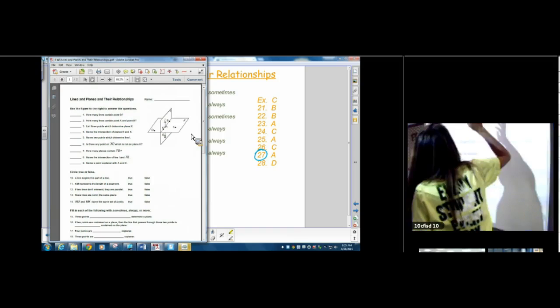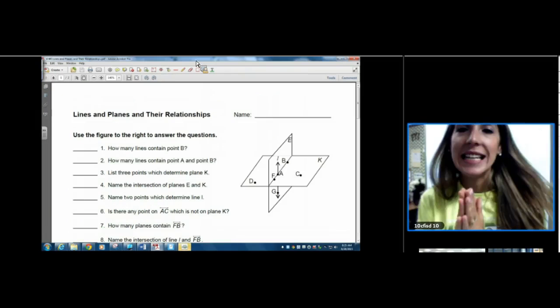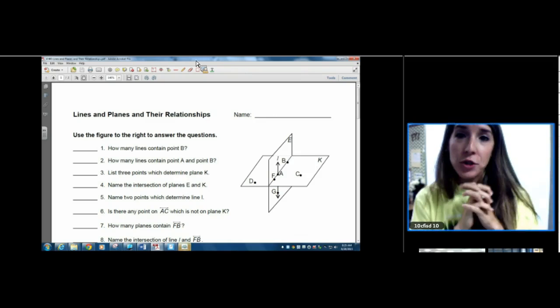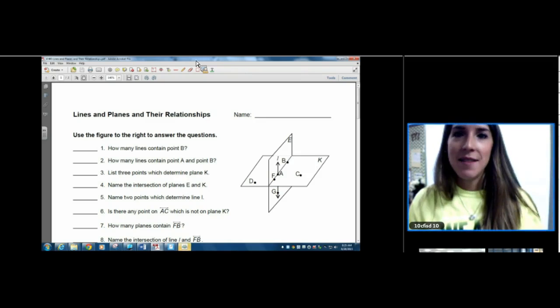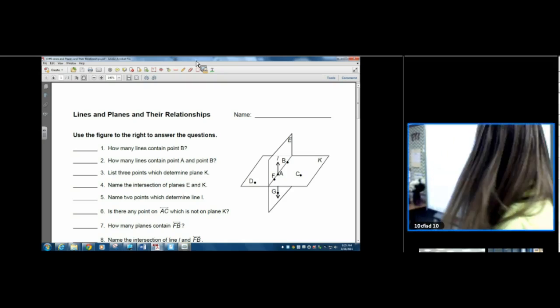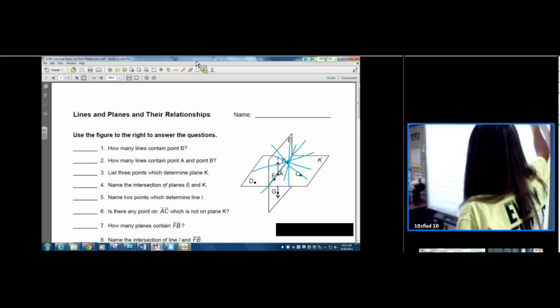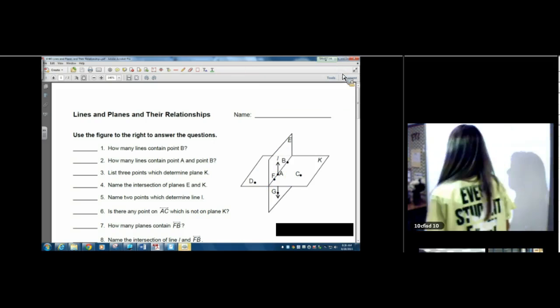Number 1, how many lines contain point B? We did this on the second day of school. I told you to draw a point, and then I said, how many lines can you draw through that point? And you guys said an infinite number of lines. So how many lines contain point B? This one, this one, this one, this one. An infinite number of lines.